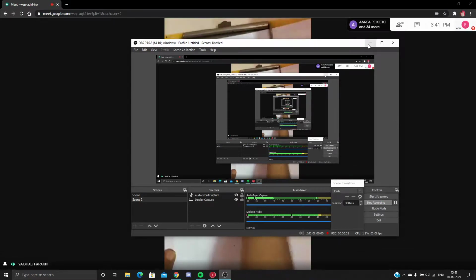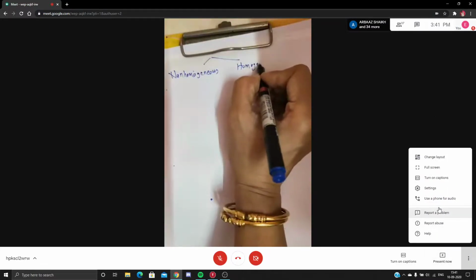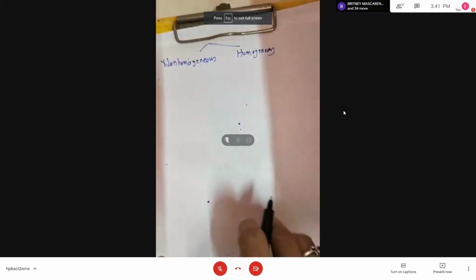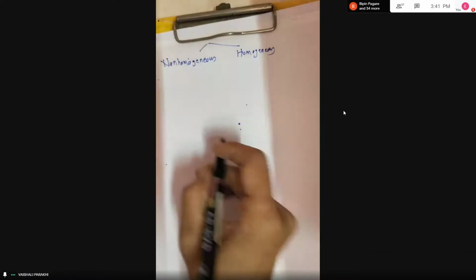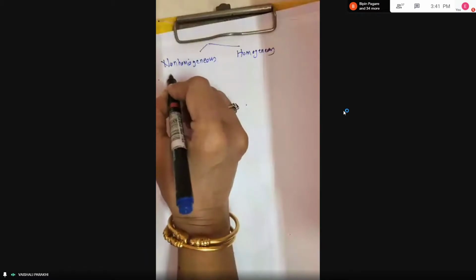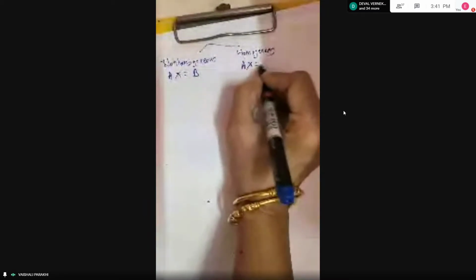System of equations, and the second one is called homogeneous system of equations. Now, how to recognize this? If the equation looks like this, Ax is equal to B, then it is non-homogeneous, and if Ax is equal to the null matrix, then it is homogeneous.